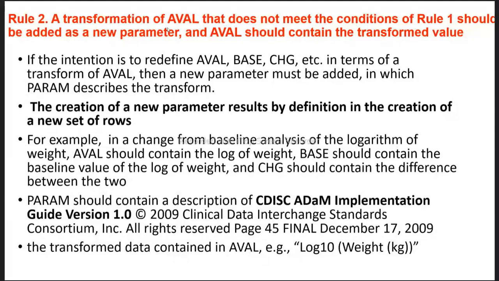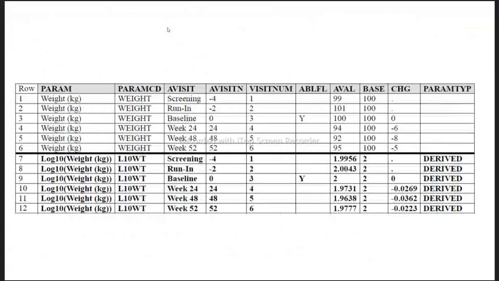Okay? Now, this is the example that we have. Here we have a parameter called weight in kilograms. This is exactly what we collected from SDTM. Now the sponsor is asking, I want to have log 10 of weight in kilograms also. I collected only weight in kilograms data in SDTM, but now the sponsor is saying I also want log 10 of weight in kilograms. Then what should I do in this scenario? Should I create a new variable or a new observation?